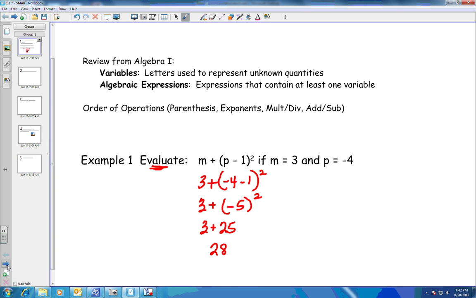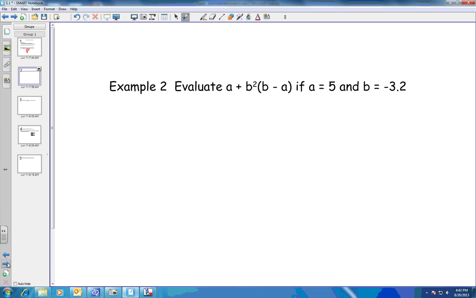All right, next one, example 2. Evaluate a plus b squared times the quantity b minus a. Again, we're just going to plug numbers in. So a is 5 plus b squared, but b squared is negative 3.2 quantity squared. And when you write those parentheses, that negative has to be on the inside of the parentheses. And then I have b, which is negative 3.2, minus a, which is 5.